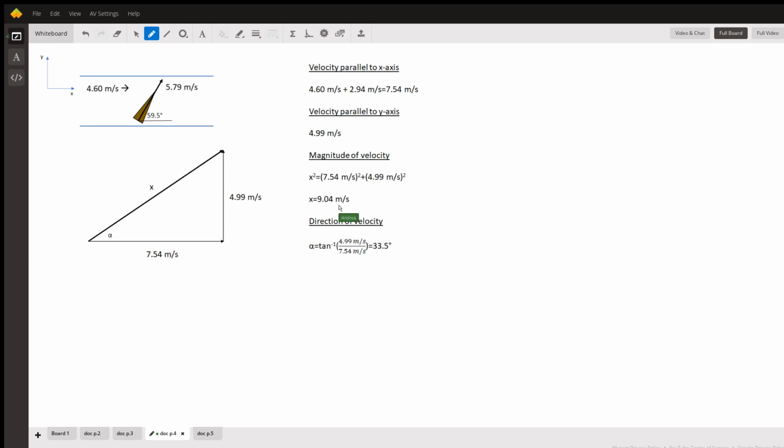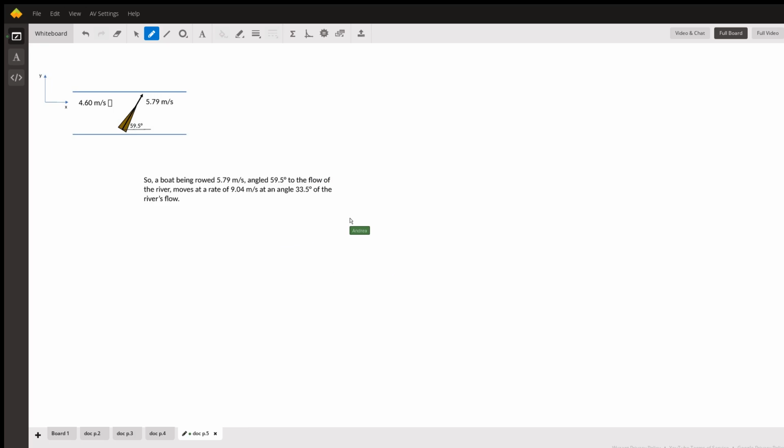And then in order to calculate the direction of the motion, you need to just take the inverse tangent of 4.99 meters per second divided by 7.54 meters per second. And that gives you this alpha angle here, which is 33.5 degrees away from the flow of the river. So a boat being rowed 5.79 meters per second, angled 59.5 degrees to the flow of the river, moves at a rate of 9.04 meters per second at an angle of 33.5 degrees away from the river's flow.